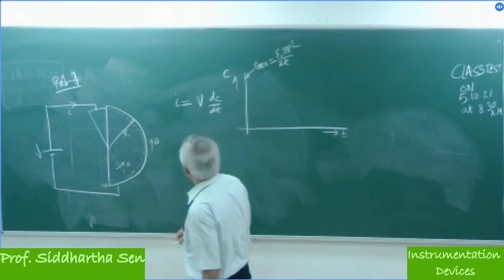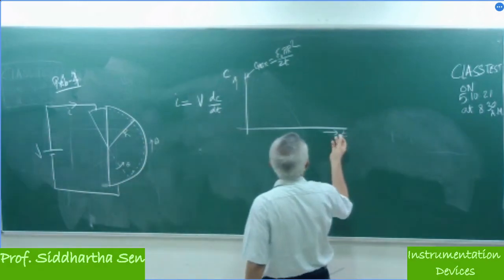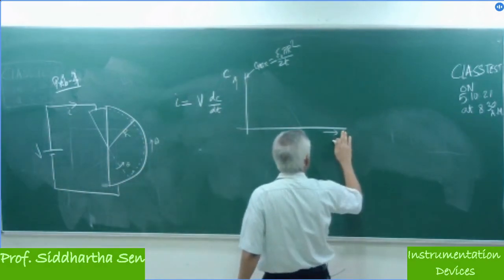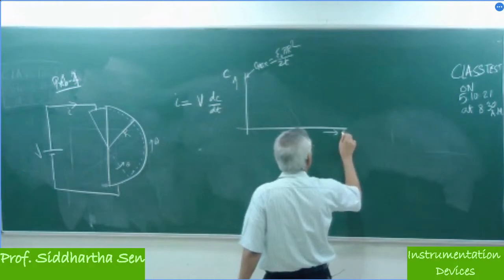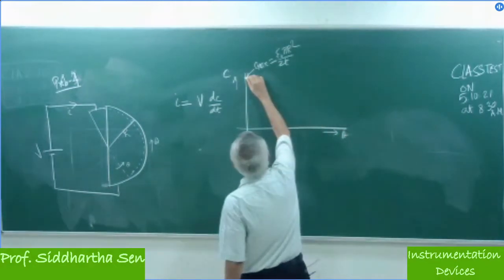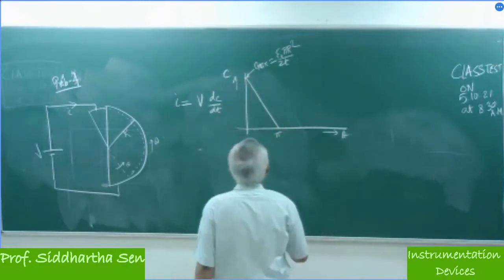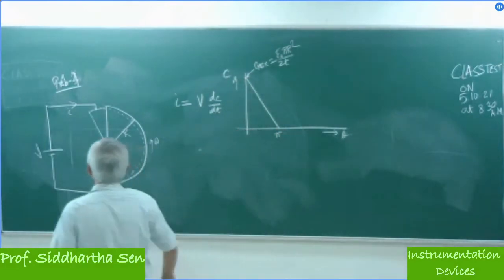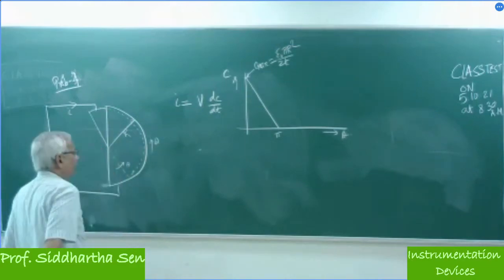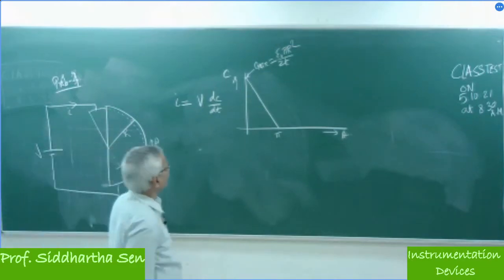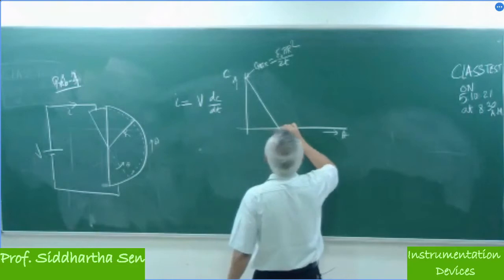And after that, as theta increases, I can say that theta is equal to pi, the capacitance will be 0 because it will be completely non-overlapping, ideally. And again, what will happen?